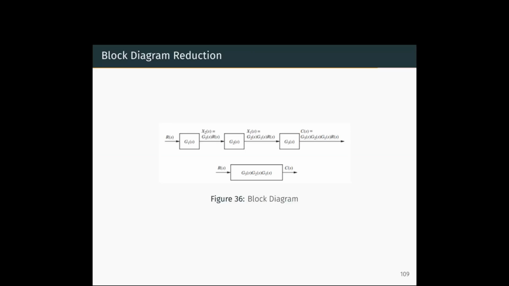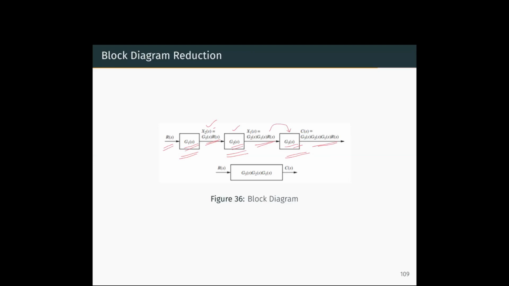Now this is a block diagram where the transfer functions are kept in series. So the output X2 of S is nothing but G1 of S into R of S. Similarly, the output here is whatever signal is obtained here, multiplied with G2 of S. So G2 of S multiplied with G1 of S multiplied with R of S. Similarly, this is the input here. That input is getting multiplied with G3 of S and given as the output.